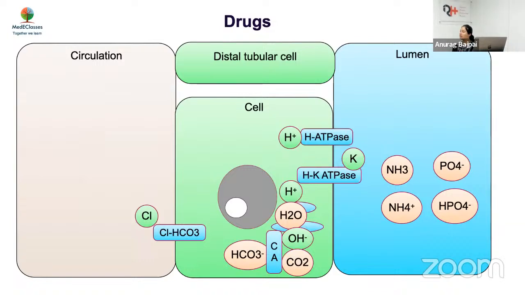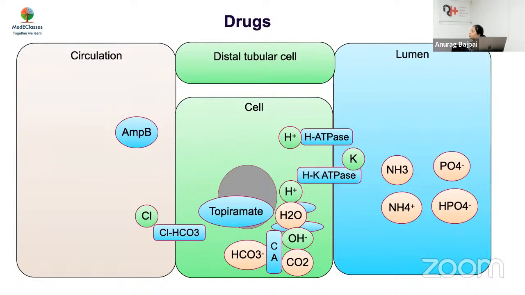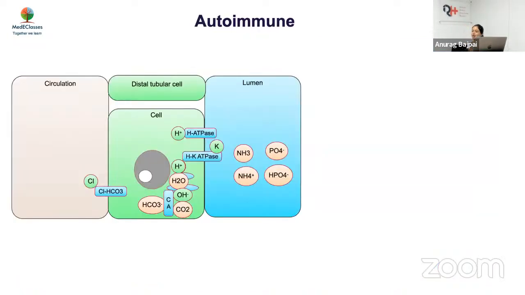Drugs that commonly cause distal RTA are amphotericin B. Now, the major mechanism of causation of distal RTA with amphotericin B is tubular injury, which results in creation of ion permeable pores, which cause more back diffusion of proton back into circulation. Next is topiramate, which is an anti-epileptic drug. Here the problem is inhibition of carbonic anhydrase, which results in reduced H plus secretion. Lithium again causes cellular injury like amphotericin B and more back diffusion of proton.